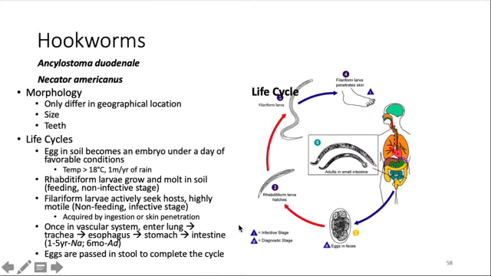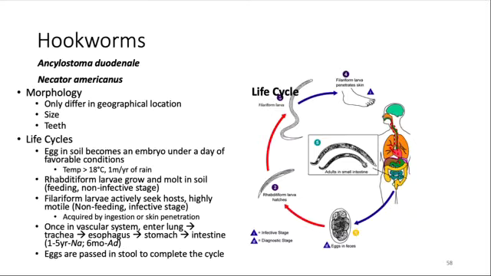Morphologically, the two species that we're looking at, Cylostoma duodenale and Ecata americanus, they only differ in geographical distribution. I mean, where they're from. Cylostoma is worldwide. Ecata is North America. You find differences in size as well, and then the main difference is in the teeth, where Cylostoma duodenale has 2 pairs of teeth, and Ecata americanus has semilunar blades.